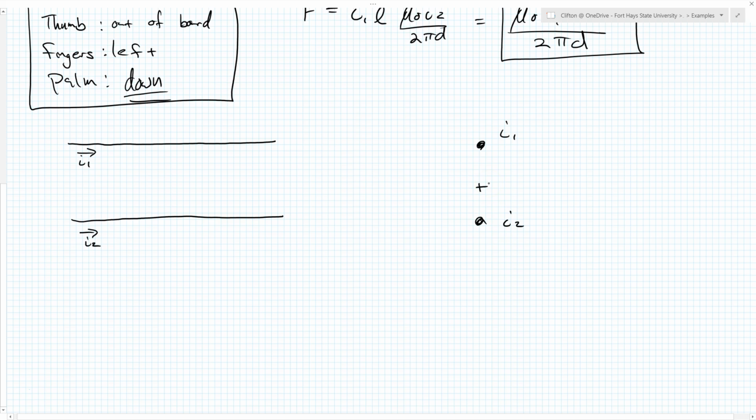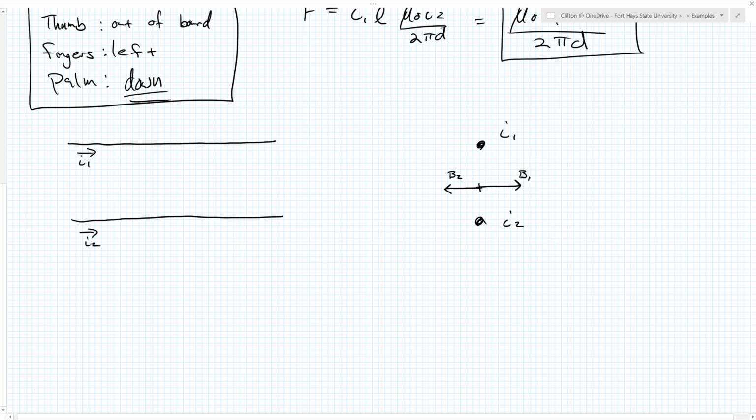To determine the direction of the magnetic field, I point my thumb in the direction of the current, and my fingers curl around the current in the direction of the magnetic field lines. So for I2, I would have a field that points like this. For I1, I would have a field that points like this.